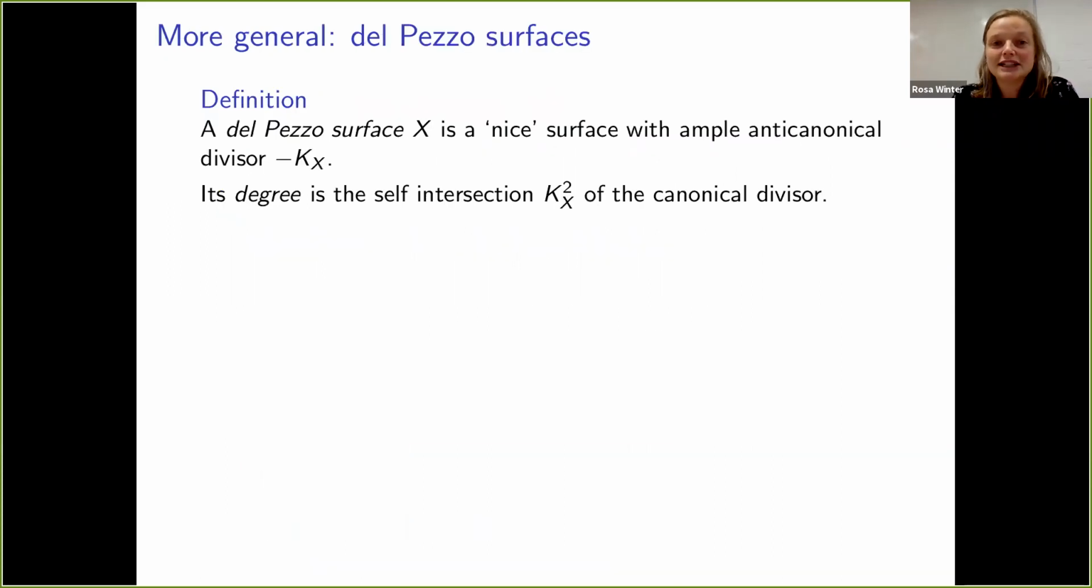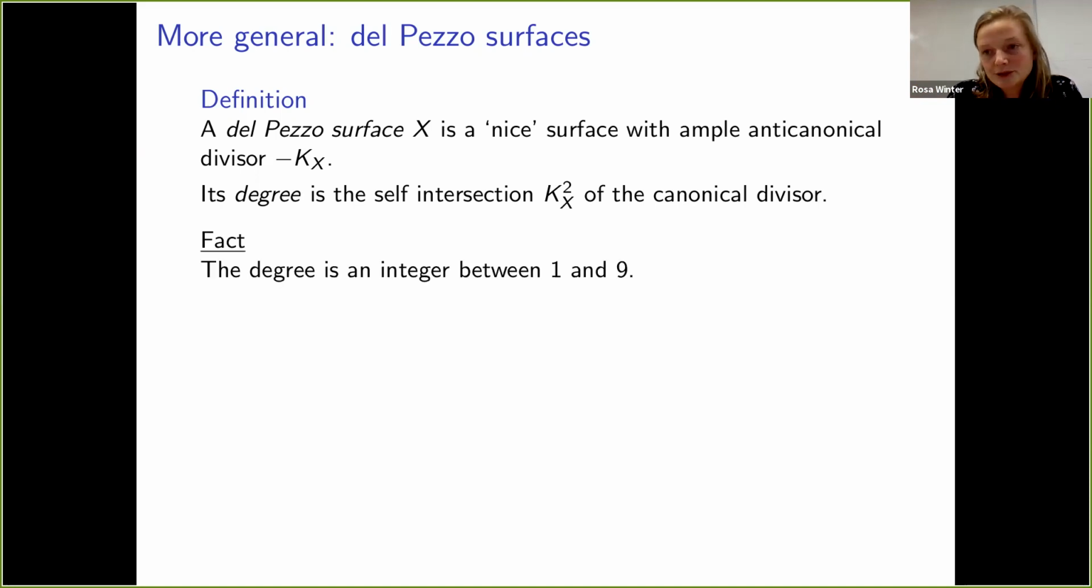More generally, I'll talk about the del Pezzo surfaces. A del Pezzo surface is a nice surface, and by nice I mean smooth, projective, and geometrically integral with an ample anticanonical divisor. So it comes with some multiple of the anticanonical divisor that gives an embedding in some projective space. And the degree we define to be the self-intersection of this canonical divisor. The degree can be between 1 and 9, so the del Pezzo surfaces exist from degrees 1 to 9.